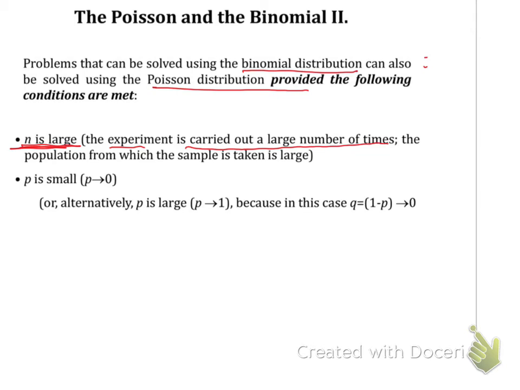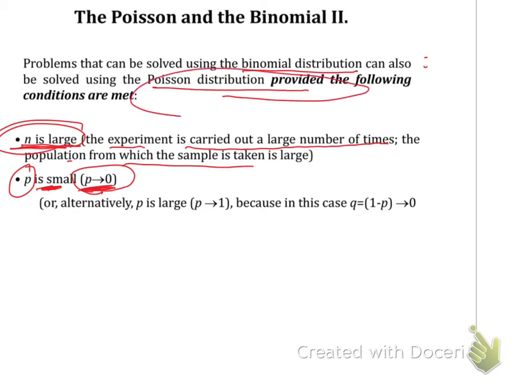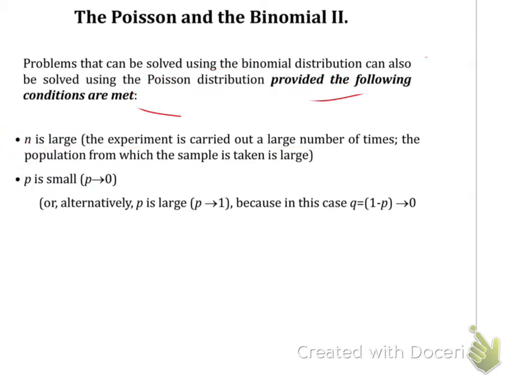The population from which the sample is taken is large, n is large, and the probability of the success, or of the criteria which I'm looking for to happen, is very low. The probability is very small, tends to be 0. In this case, if the probability tends to be 0 and n is large, I can use Poisson. So these are the two conditions to use Poisson to solve binomial problems. What are the two conditions? n is large and p is very small.